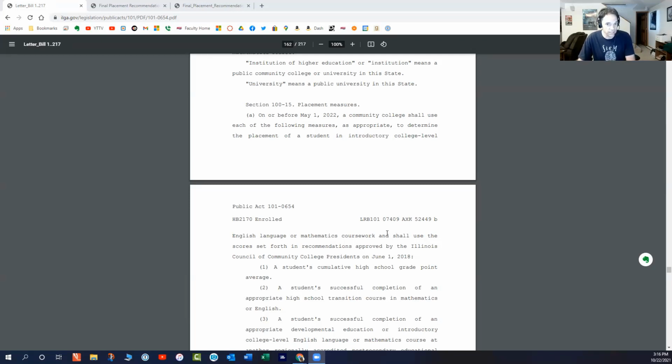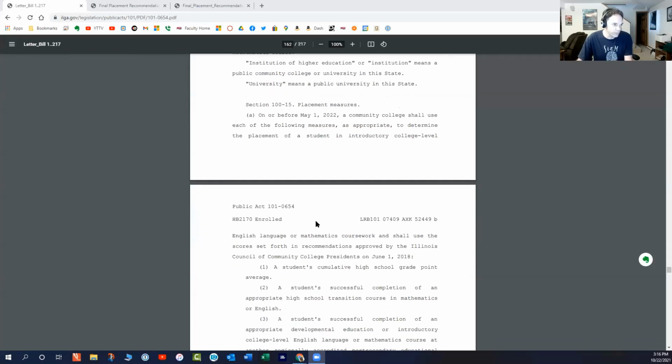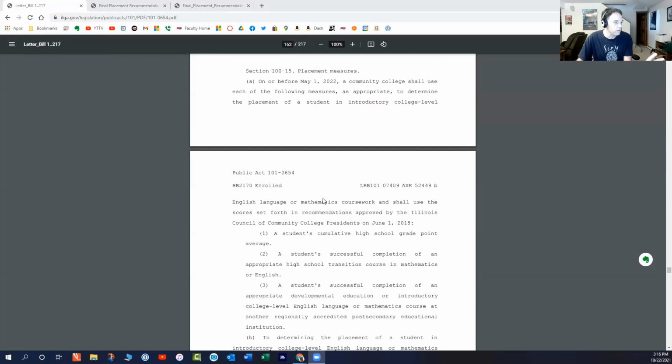And there's two parts to this, and I think we're going to be spending our time talking about the second part, but I do at least want to bring up the first part for those people who are kind of unaware of it, and that is the placement part. Okay, so you could read this. Hopefully, I'm not going to read through it, but basically what it's saying is that we have to use multiple measures of placement on or before May 1st of next year.